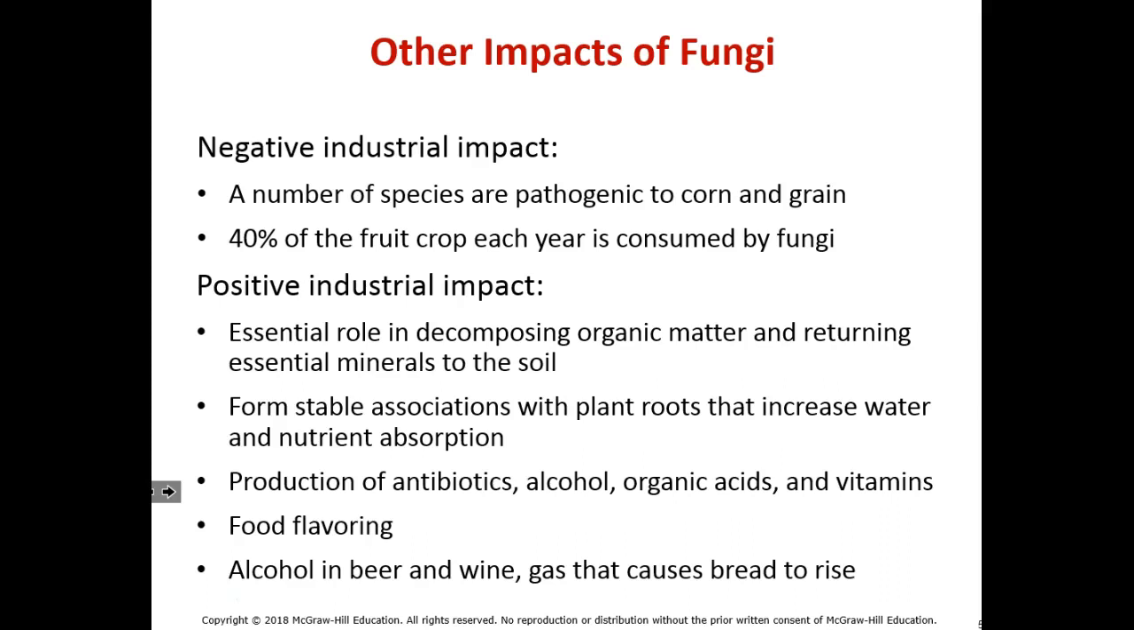Other impacts of fungi: the negative industrial impact. A number of species are pathogenic to corn and grain. 40% of the fruit crop each year is consumed by fungi. It also has a positive industrial impact. Its essential role in decomposing organic matter and returning essential minerals to the soil. They form stable associations with plant roots and increase water and nutrient absorption. Is that a good thing? Yes. Production of antibiotics, alcohol, organic acids, and vitamins. So fungus has a very good medical impact there. Food flavoring, alcohol in beer and wine, gas that causes bread to rise. Those are all positive impacts of fungi. So the worst ones are the negative ones: 40% of the fruit crop each year is consumed by fungi. That's bad.